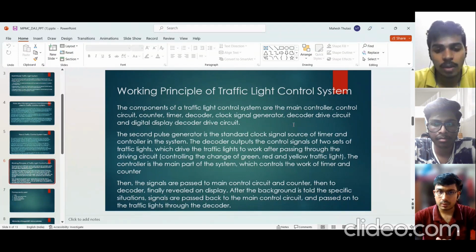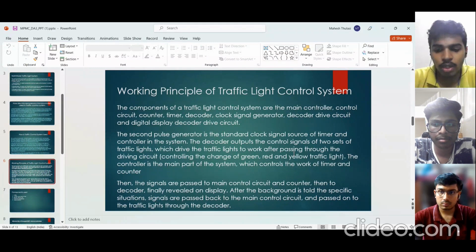This is the main part which controls the change of the colors, like green to red, red to yellow. In the traffic light, the controller is the main part of the system which controls the work of the timer. Basically, the blinking of the lights depends upon the timer. Then the signals are passed to the main control circuit and counter, then to the decoder, and finally revealed on display.